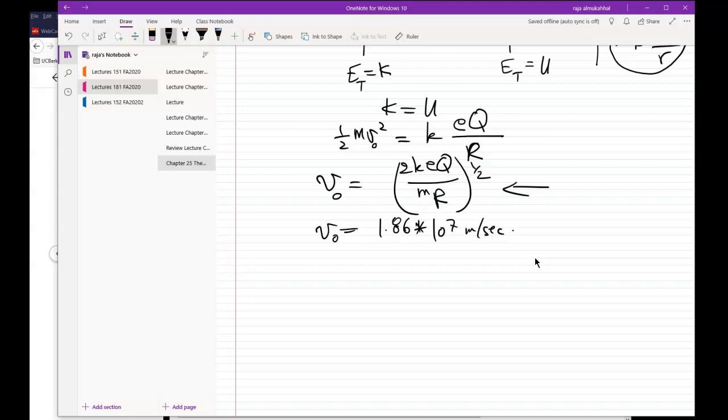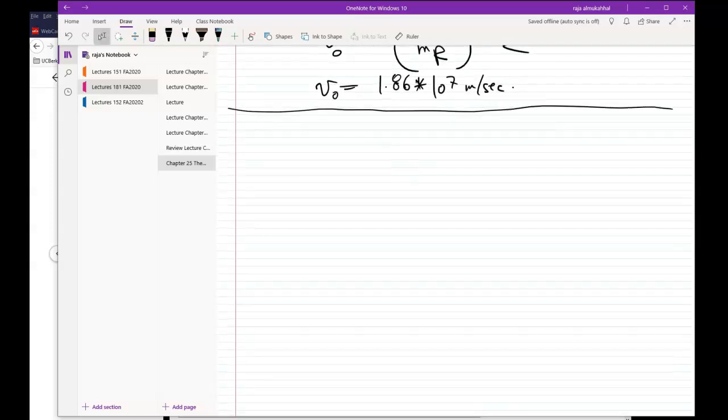Okay, there we go. The next problem I want to do, like I said, I have a lot of problems, a lot of examples to go through. All of them have to do with the conservation of energy. So I'm trying to go through them and then hopefully have time to also do some problems from the homework. Example 25.3.